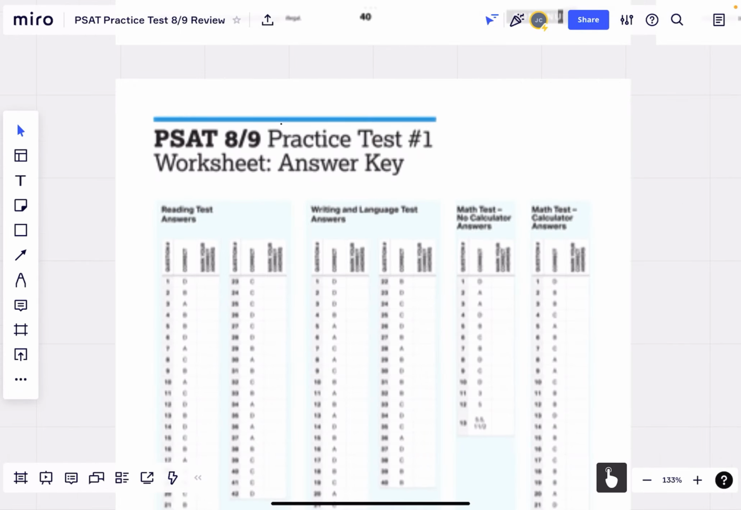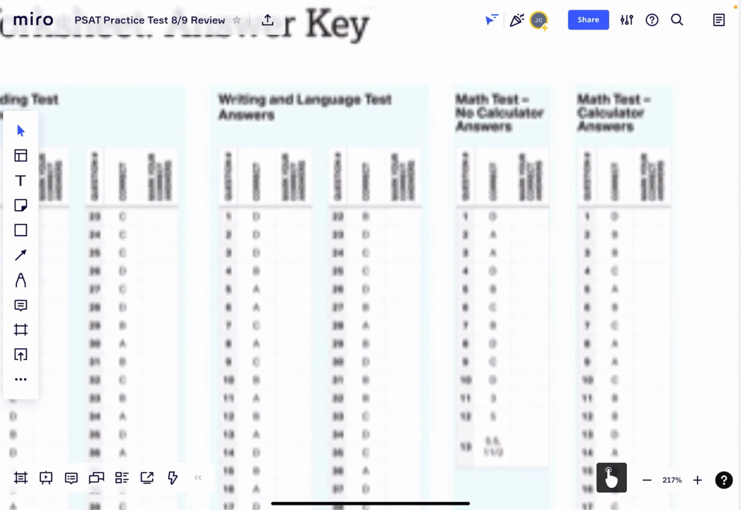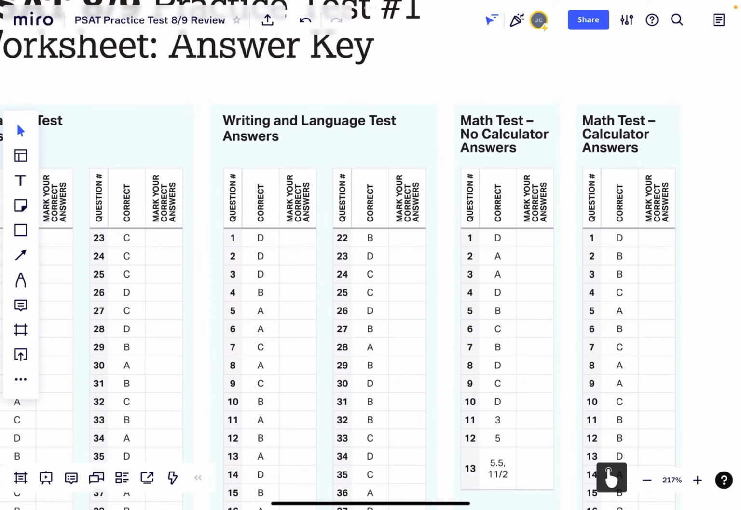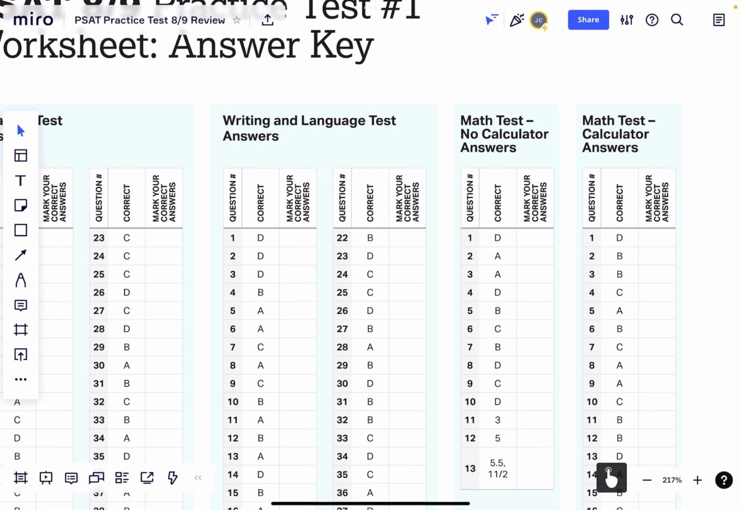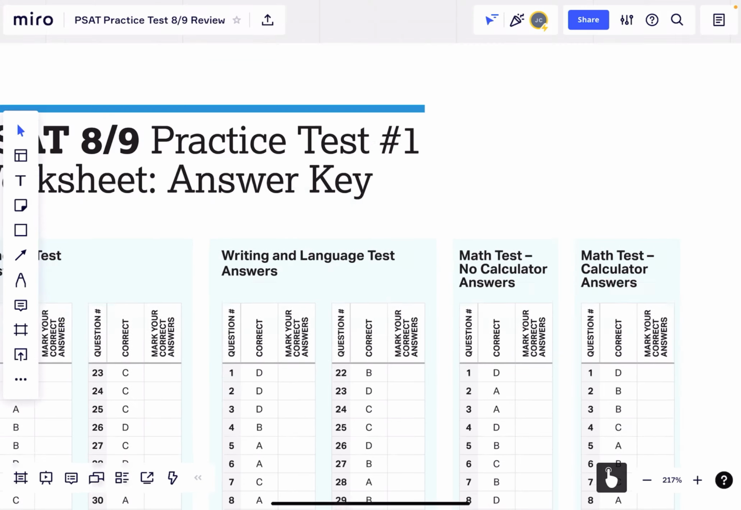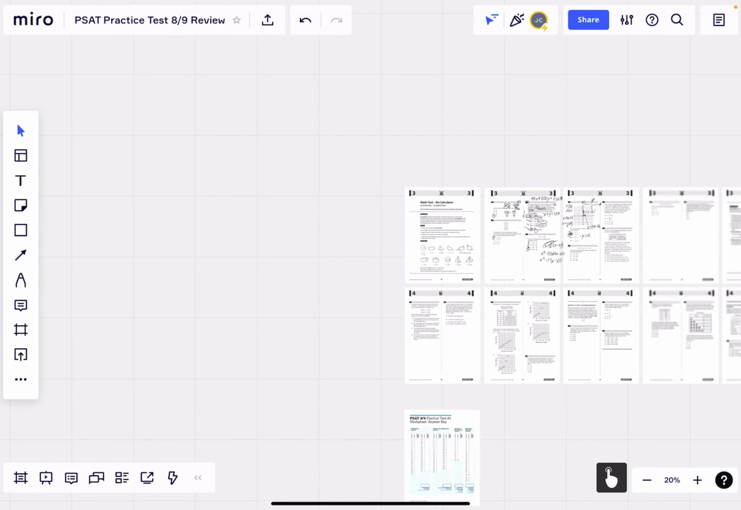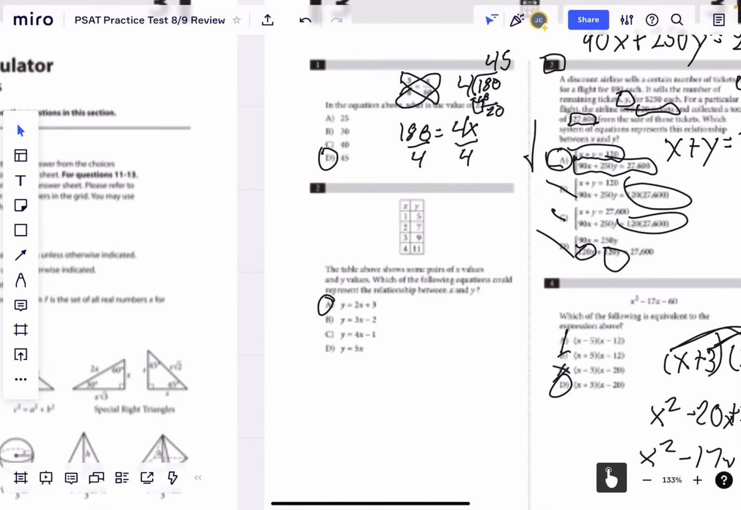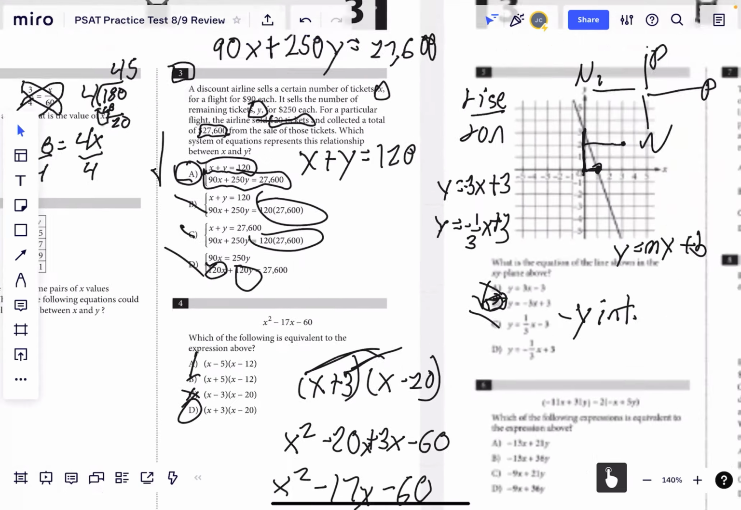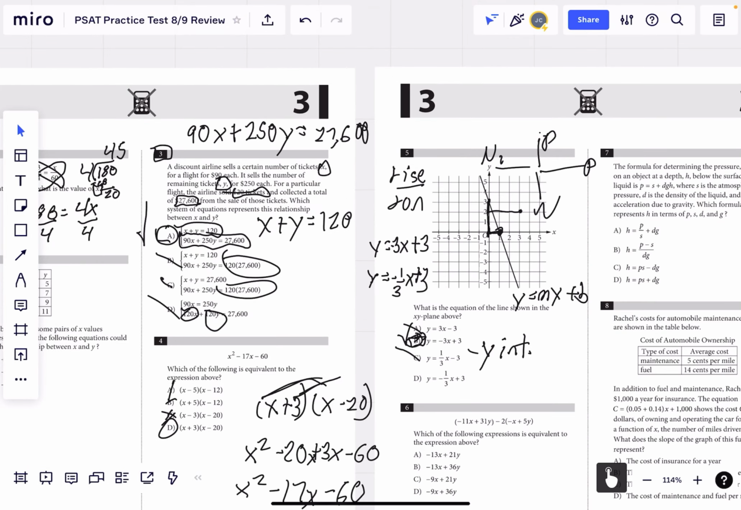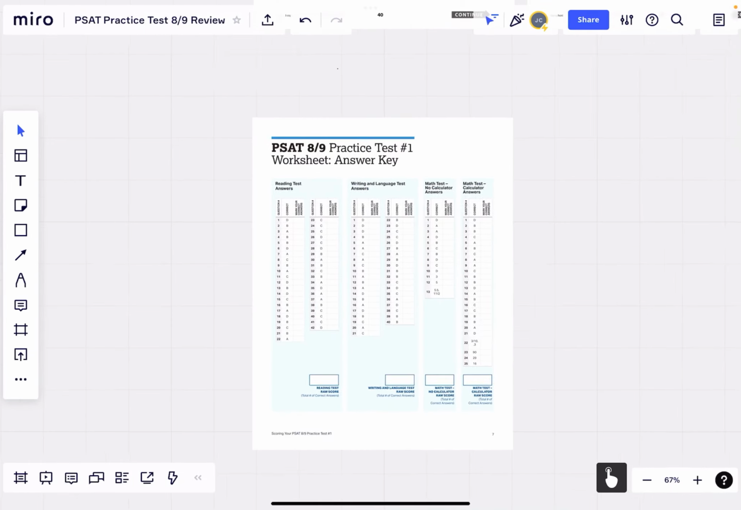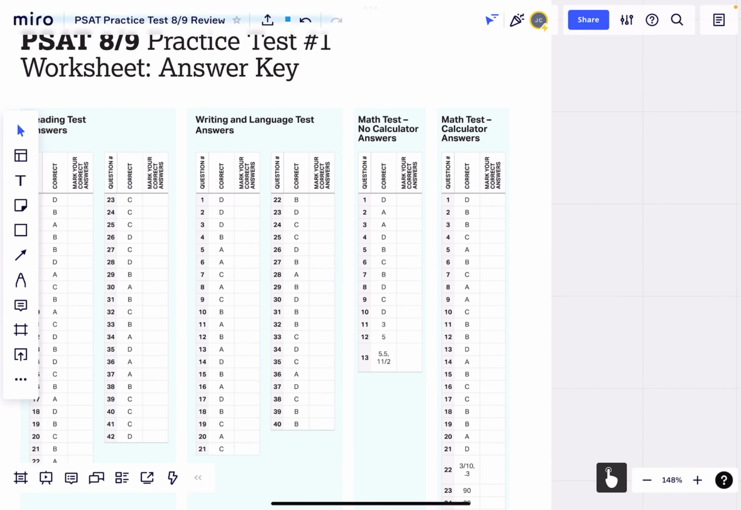So let's check our answers. The answers for no calculator are D. What is wrong with Miro? You see my issue? D, A, A, D, B. Now we can check them because you're not going to trust me. D, A, A, D, B. See? So we got the questions right.